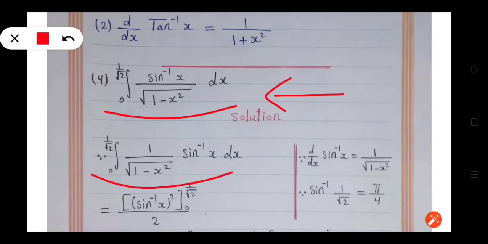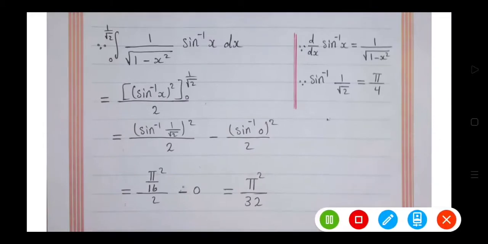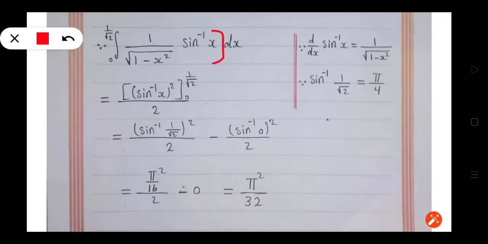Now, d by dx for sine minus 1 x is 1 over square root of 1 minus x squared. That means that the function beside sine minus 1 x is its derivative. So we add 1 to its power and divide by the new power. Its power is 1, so we add 1, then power 2 over 2, from 0 to 1 over root 2.